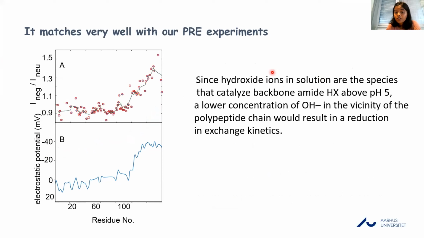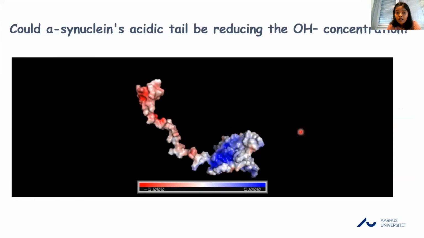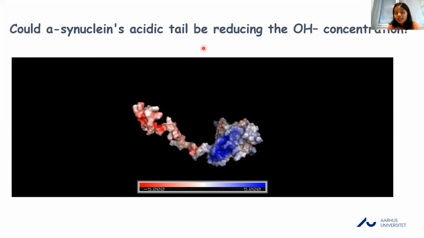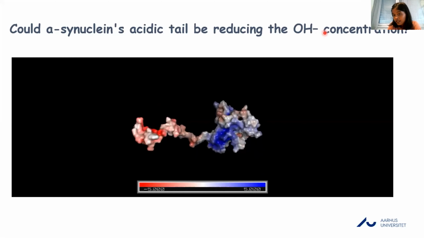And this helps us conclude something important. Above pH 5, we know that it's the hydroxide ions that catalyze our exchange kinetics. And so a low concentration of hydroxide ions in the vicinity of the polypeptide chain would result in a reduction of the exchange kinetics that we observe. So to answer the question, could alpha-synuclein's acidic tail be reducing the hydroxide ion concentration?